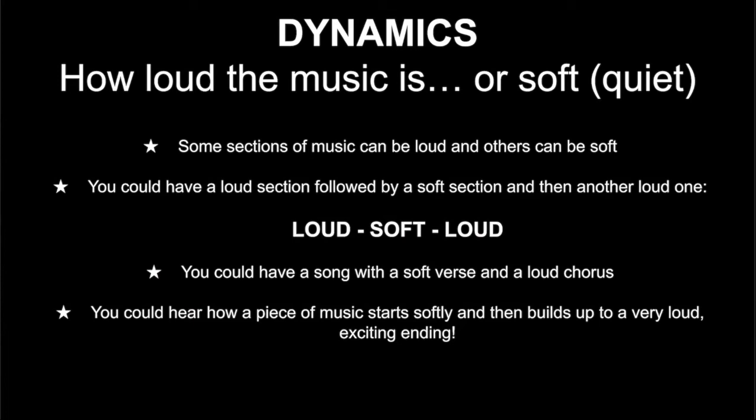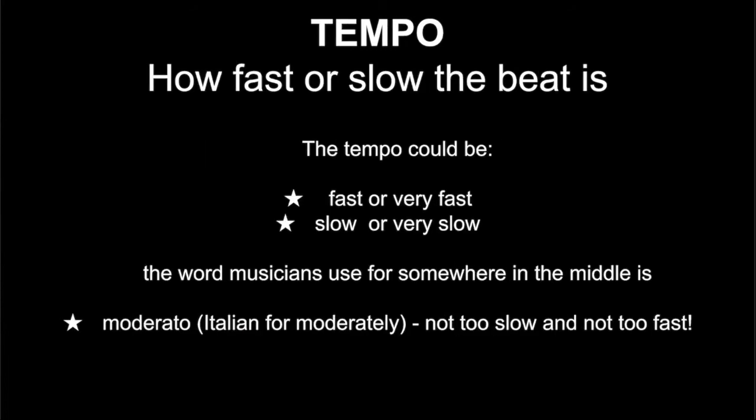You could hear how a piece of music starts softly and then builds up to a very loud, exciting ending. Tempo is how fast or slow the beat is. So the tempo could be fast or very fast, it could be slow or very slow. And then there's a word that we use for somewhere in the middle, like not too slow, not too fast, and that word is moderato, and it means moderately.